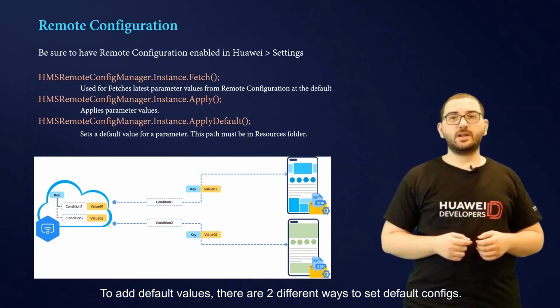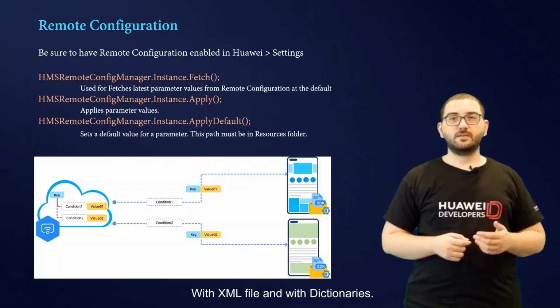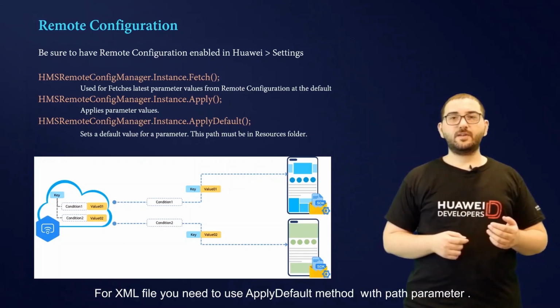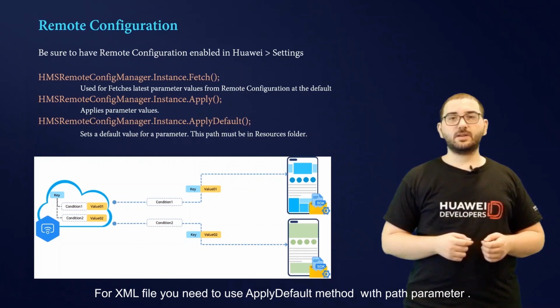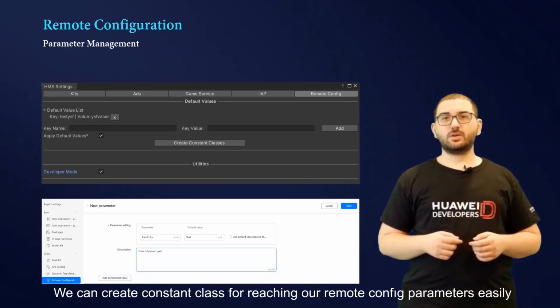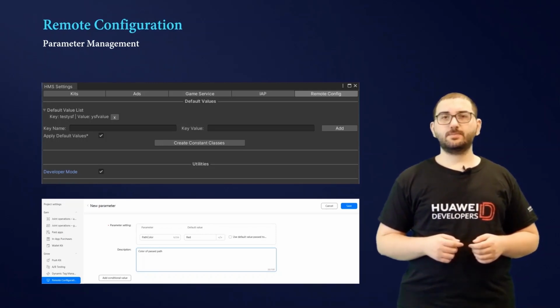To add default values, there are two different ways to set default configs: with an XML file and with dictionaries. For an XML file, you can use the apply default method with a path parameter. We can create a constant class for reaching our remote config parameters easily.